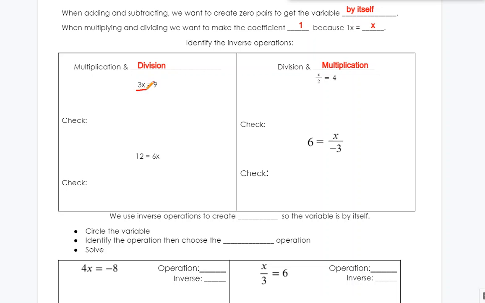So if I wanted to get x by itself, I would divide by 3, because 3 divided by 3 makes a 1. And that's what I want. I want 1x left here. And I'm going to do the same thing to this side. I'm going to do 9 divided by 3, and I have to do the same thing to both sides to keep it equal. 9 divided by 3 would give me 3.